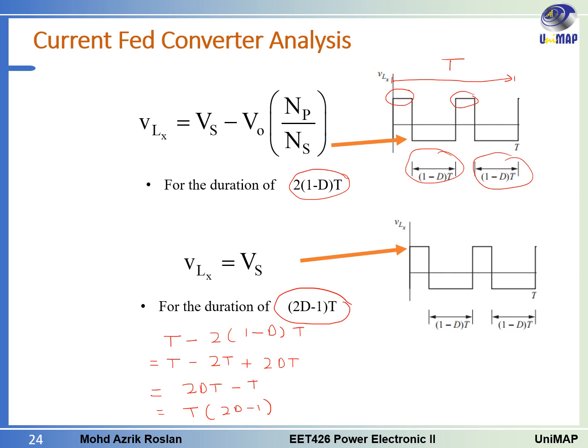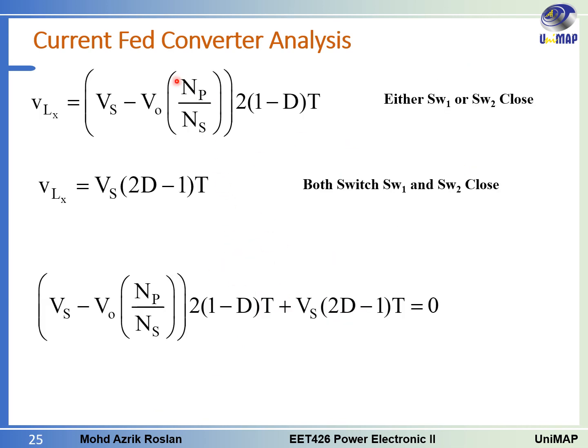So during this period, we have VLX equals VS. Now we have the full equation. To come up with the output voltage equation, we have to find the energy balance in the inductor. When either switch 1 or switch 2 is closed, only one of the switches is closed, we have VLX equals this one multiplied by its duration, and when VLX equals VS, this is the duration.